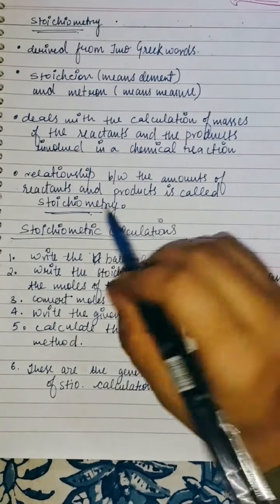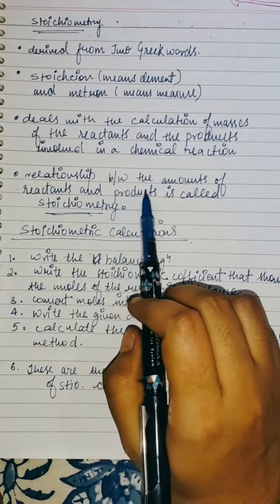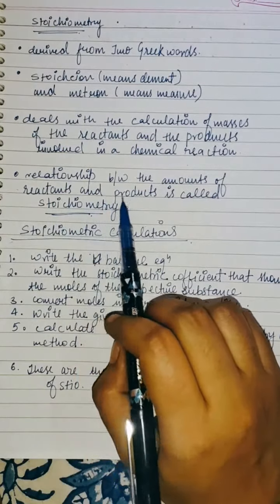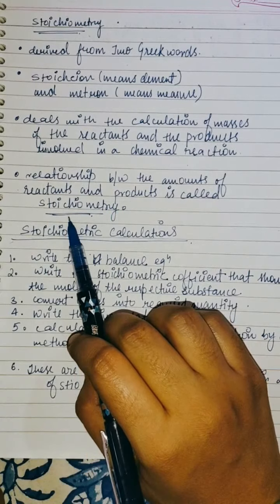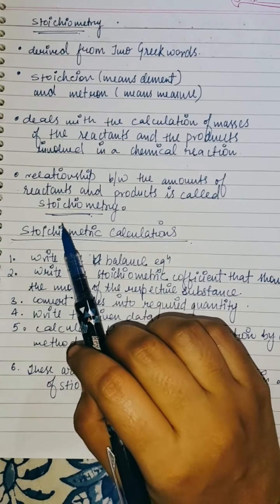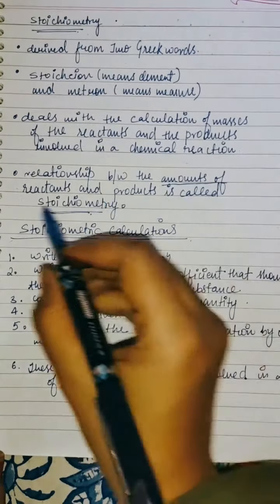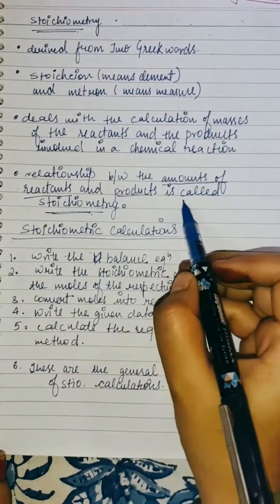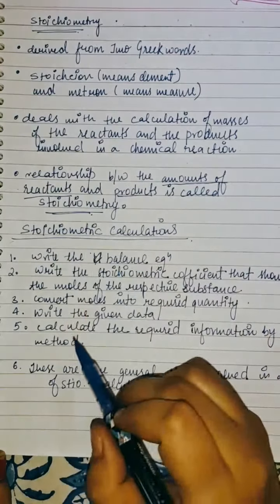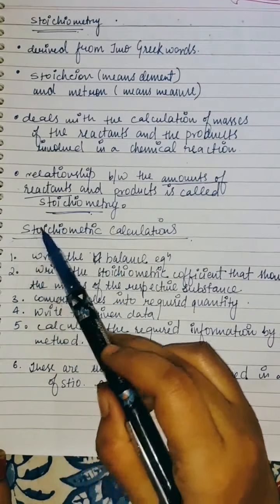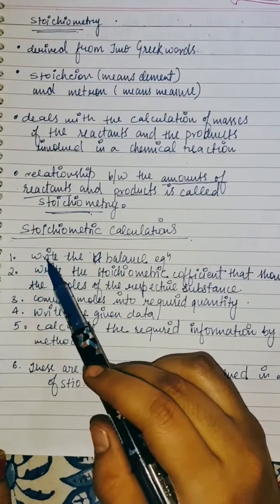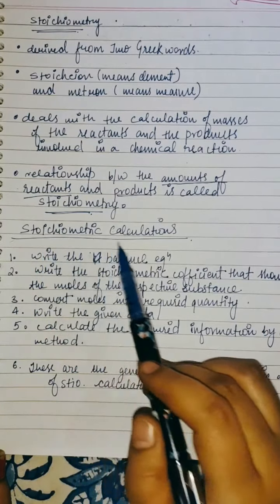In any chemical reaction, the relation between the amount of reactants and the products is called stoichiometry. Generally, the relationship between the amount of reactants and products is called stoichiometry. So there are some rules on the basis of which we can do stoichiometric calculations.